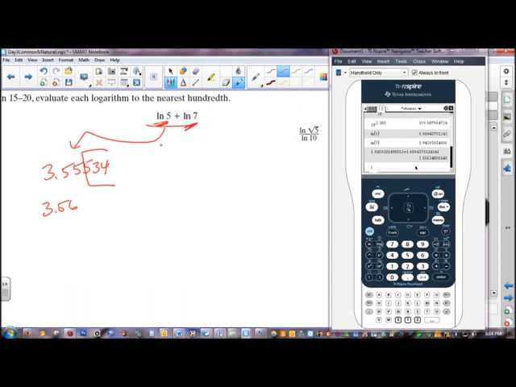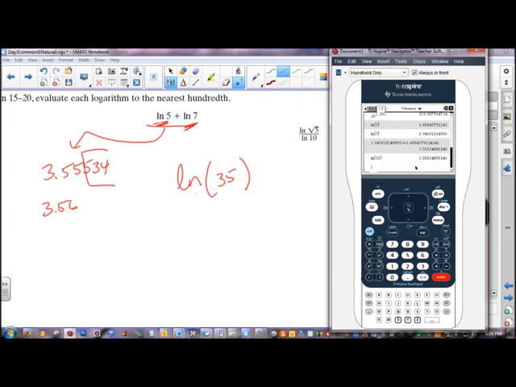I could rewrite this as the natural log of 5 times 7, or 35, and then I could go to my calculator and type natural log of 35, and in one fell swoop I would get the same answer, 3.55534. There's a dot in there, round off appropriately according to the instructions. Again, a 3.56. You get the same answer twice.